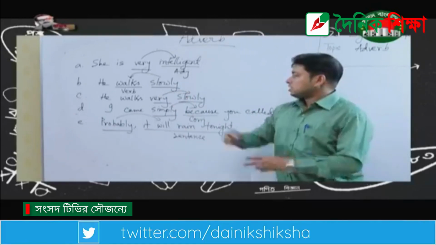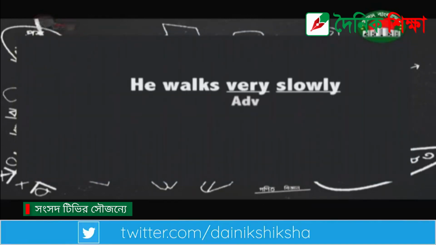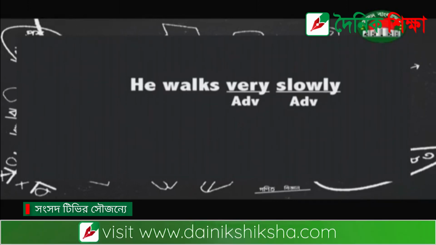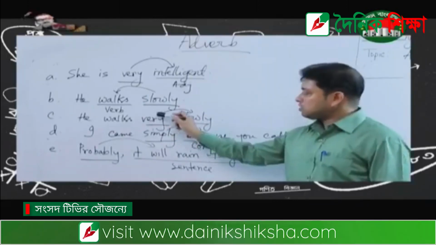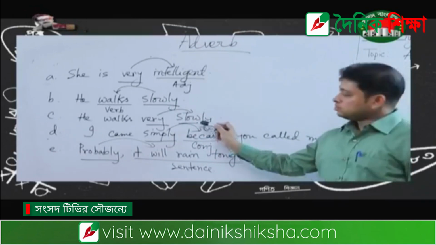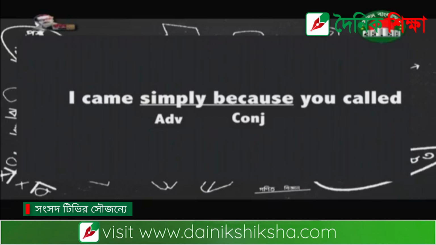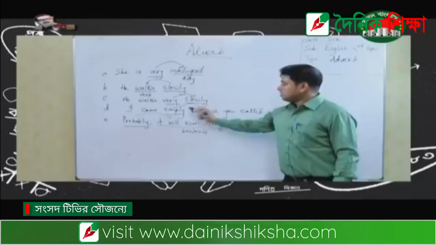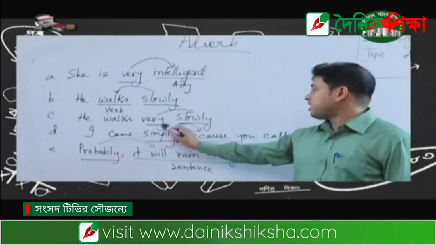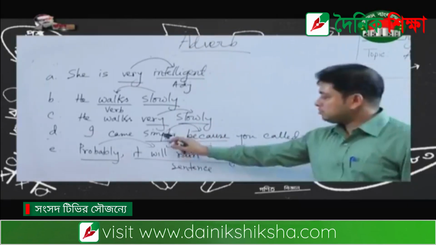The third one is, he walks very slowly. Now very is an adverb, slowly is an adverb. So very is modifying slowly, so this is an adverb as well. Number 4 is, I came simply because you called me. Here because is a conjunction. Simply is modified by because. That's why simply is an adverb.